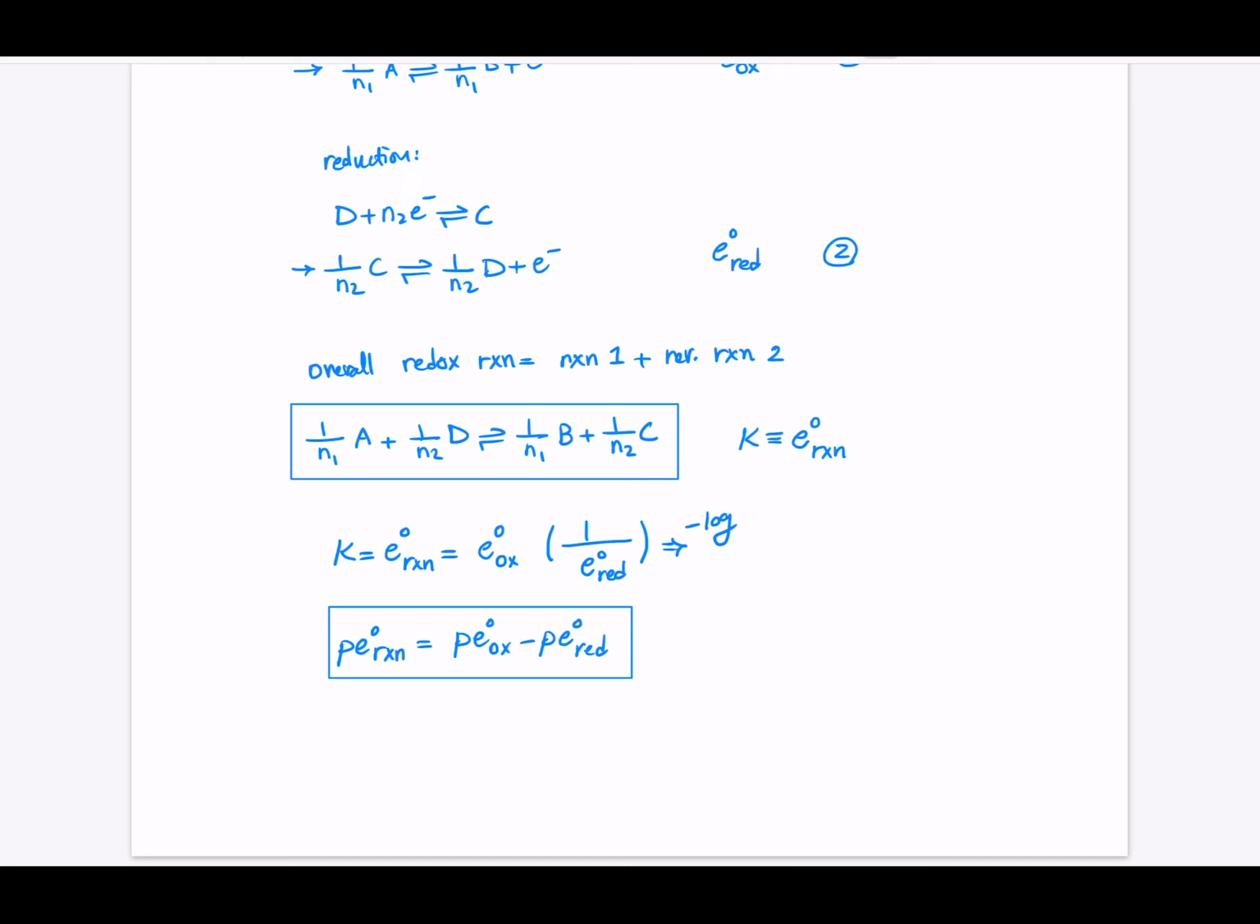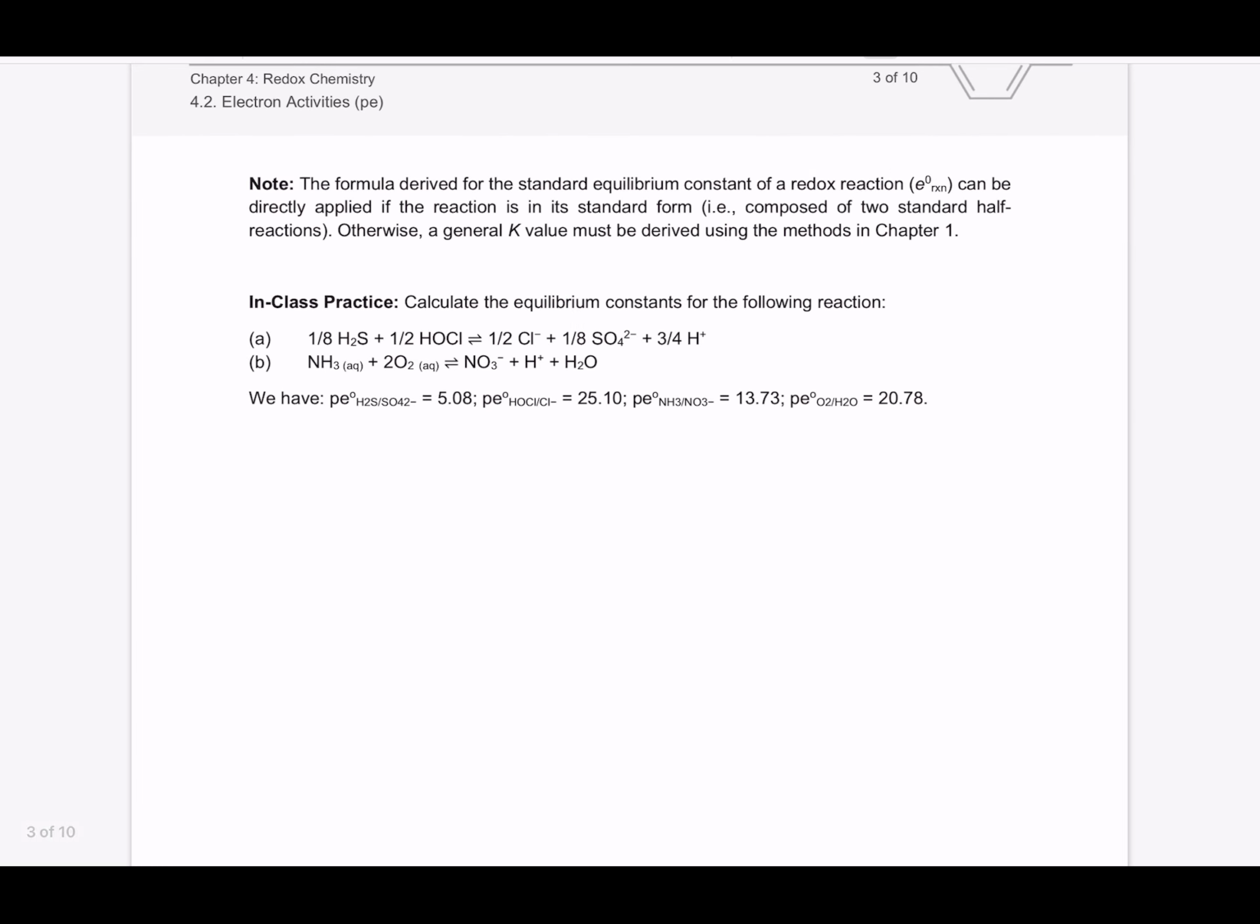But the key point is, if we're using this formula directly, we have to make sure the overall redox reaction is coming from two half reactions that are at standard condition, written in the standard notation. So now we can do a very quick practice to see whether we're allowed to use that formula directly, or we need to derive the K value from what we've learned in chapter 1. So now we have reaction A: 1/8 of H2S with HOCl, forming Cl minus, sulfate, and hydrogen and proton.